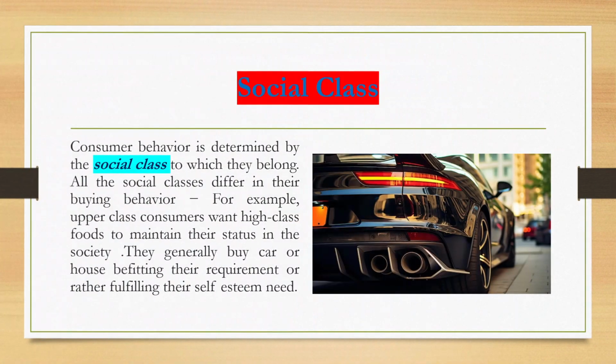Then we have social class. Consumer behavior is determined by the social class to which they belong basically. All the social classes differ in their buying behavior. For example, upper class consumers want high class food, meant to maintain their status in the society. They also go for a high-end car or a car which befits their status in the society basically. So while they make a purchase, they definitely consider their status in the society. This is why social class plays a very important role in influencing the consumers' buying behavior.